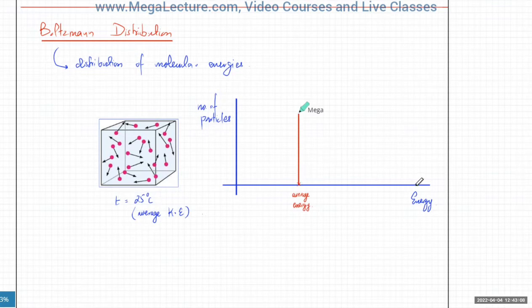If I say high energy particles, how many particles do I have at very high energy? Then it's going to be very few.